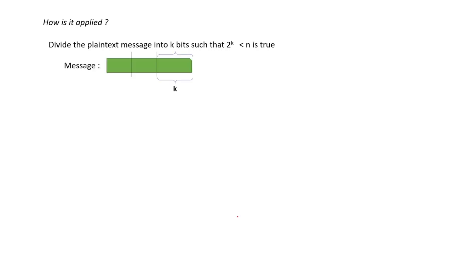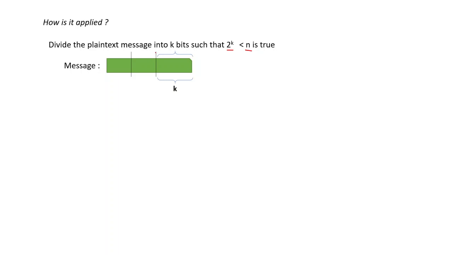Now let's see how it is applied to any message. Say you have a plain text message. You will have to divide that plain text message into k bits such that 2 to the power k is less than n.